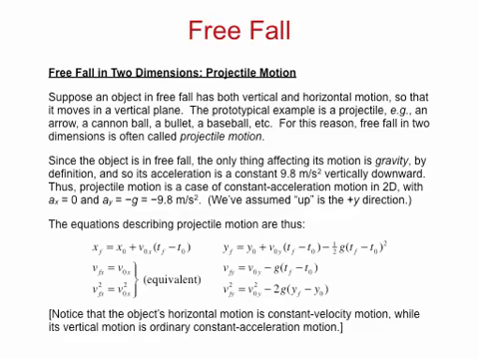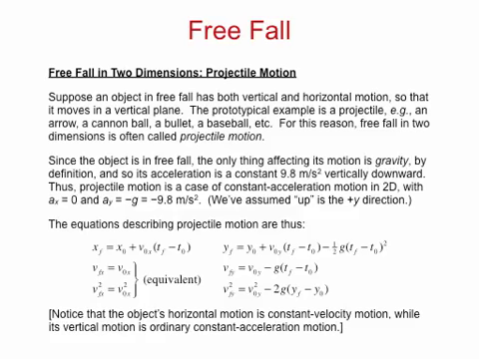Plugging this acceleration into the 2D constant acceleration equations gives these equations for projectile motion, or free fall in 2D. Notice that the horizontal velocity is constant. Its initial and final values are the same. That's what it means for there to be no acceleration in the horizontal direction. The horizontal velocity is just constant.